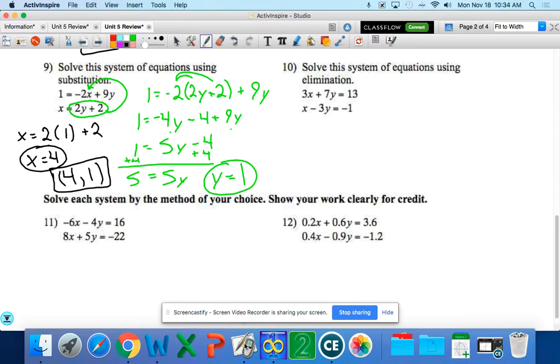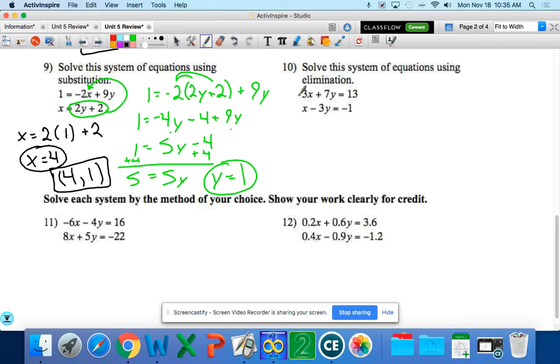So let's get going on this. The big picture goal here is we need the coefficients in front of the variables to be the same number but with opposite signs. It's like a 2 and a negative 2, a 3 and a negative 3, a 10 and a negative 10. That's what we're looking to achieve.